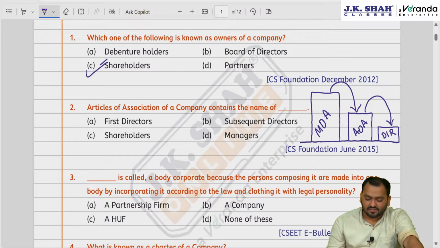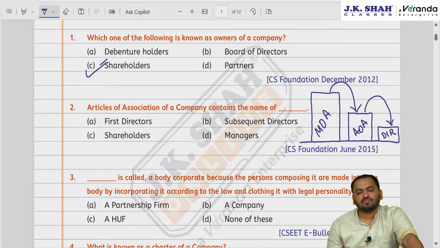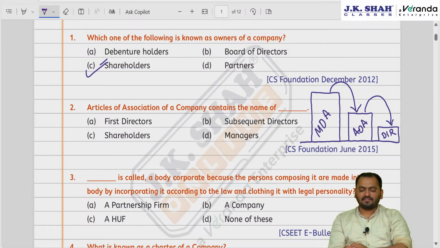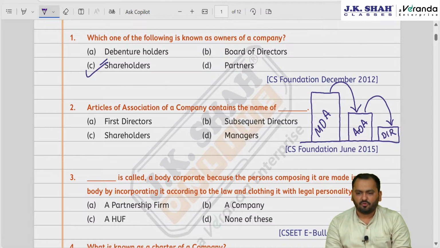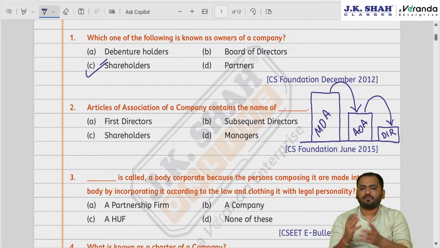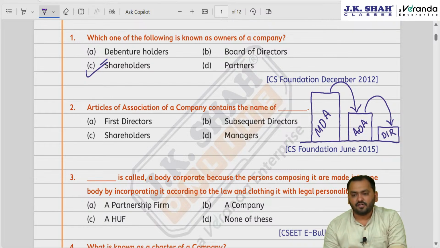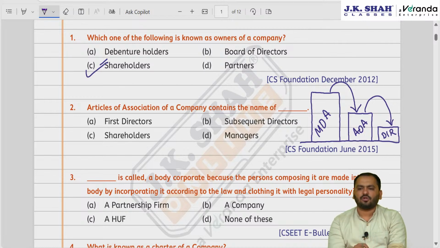So friends, now the question is, the articles of association of company contains the name of dash. First director, subsequent director, shareholders, managers. What is the answer? So you know friends, these two documents, MOA and AOA, these two are called as the charter documents of the company. Okay, and we prepare both the documents at the time of incorporation of company. Whenever we do registration of company, incorporation of company, at that time we prepare MOA and AOA.